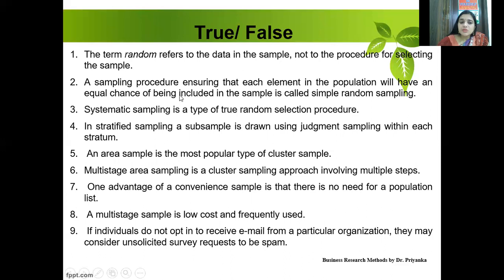Second, sampling procedure ensuring that each element in the population will have an equal chance of being included in the sample is called simple random sampling. Yes, this is the definition of simple random sampling. So it is true.